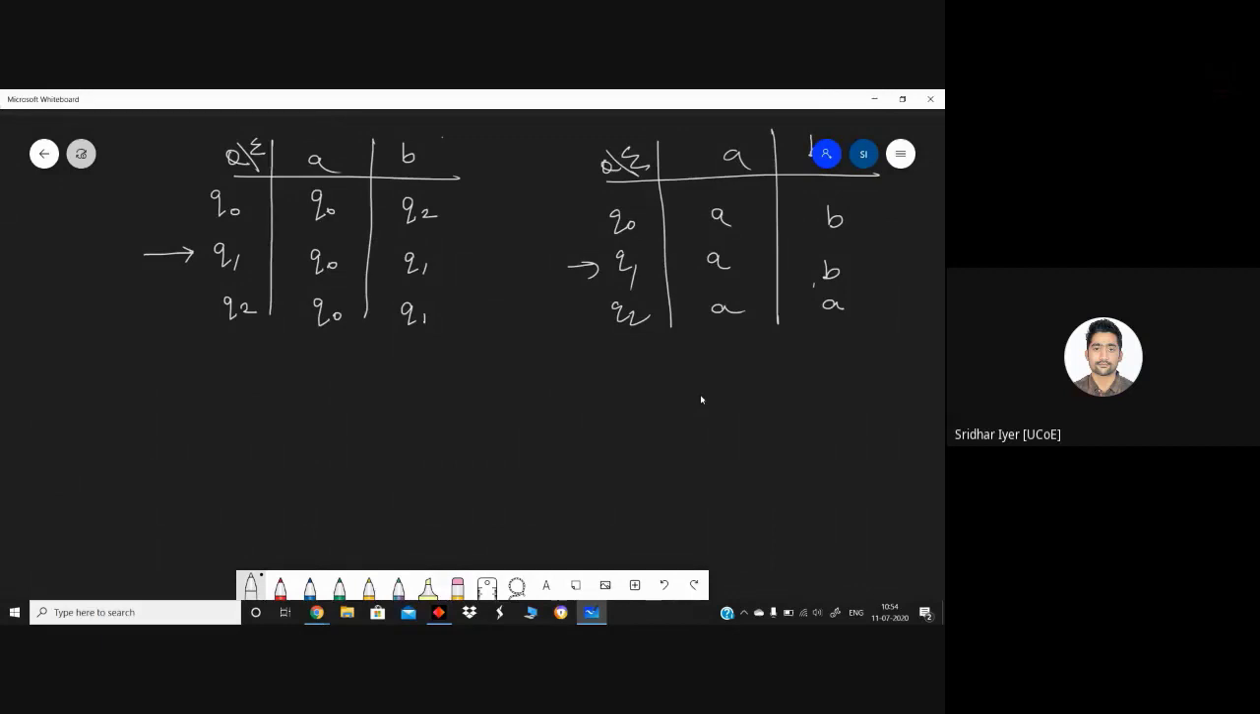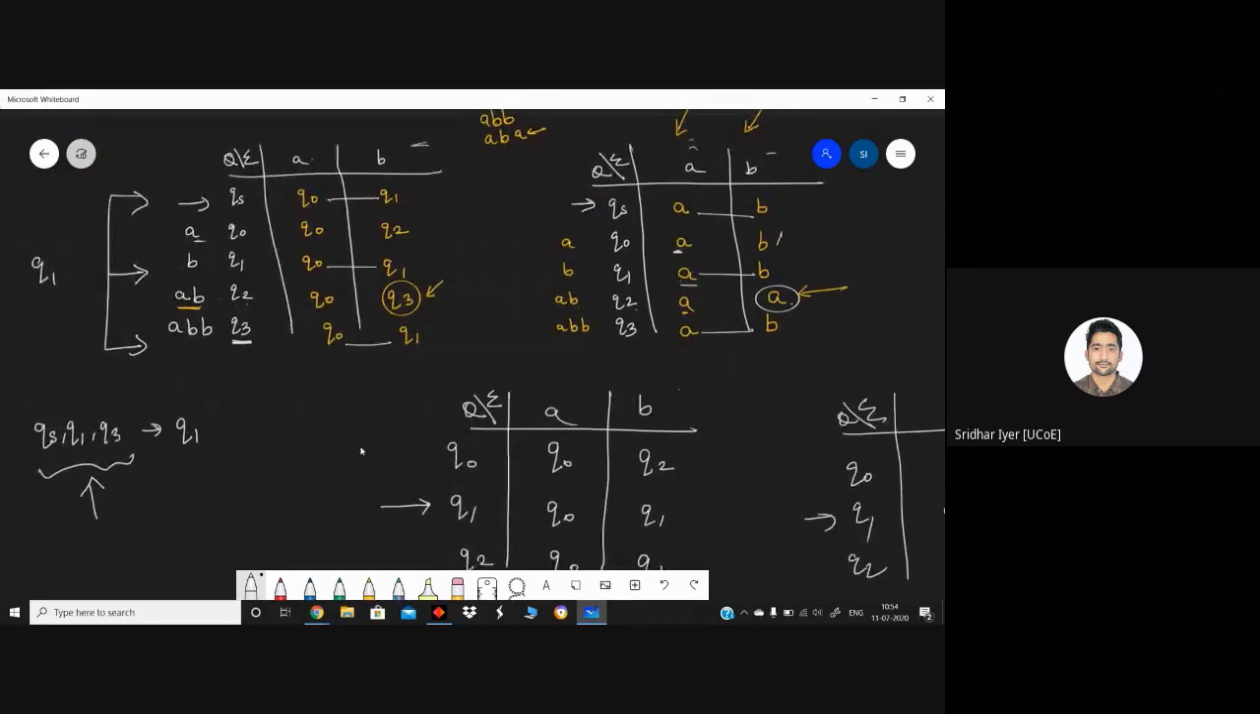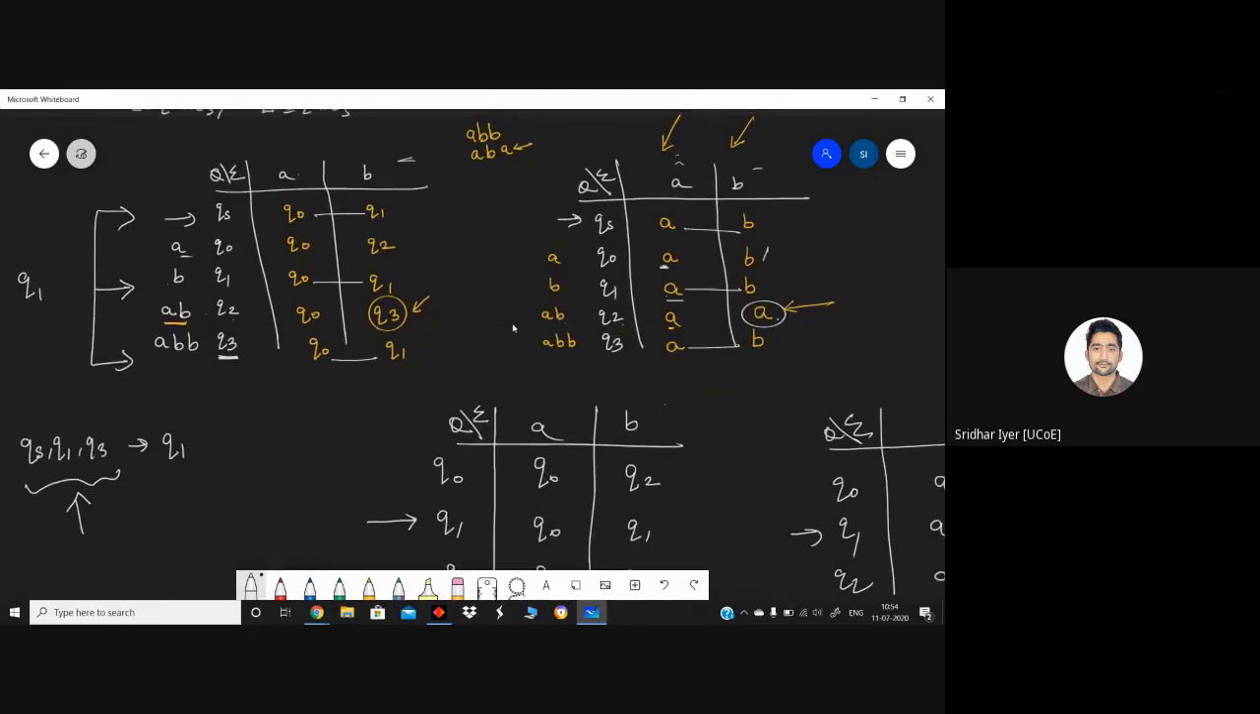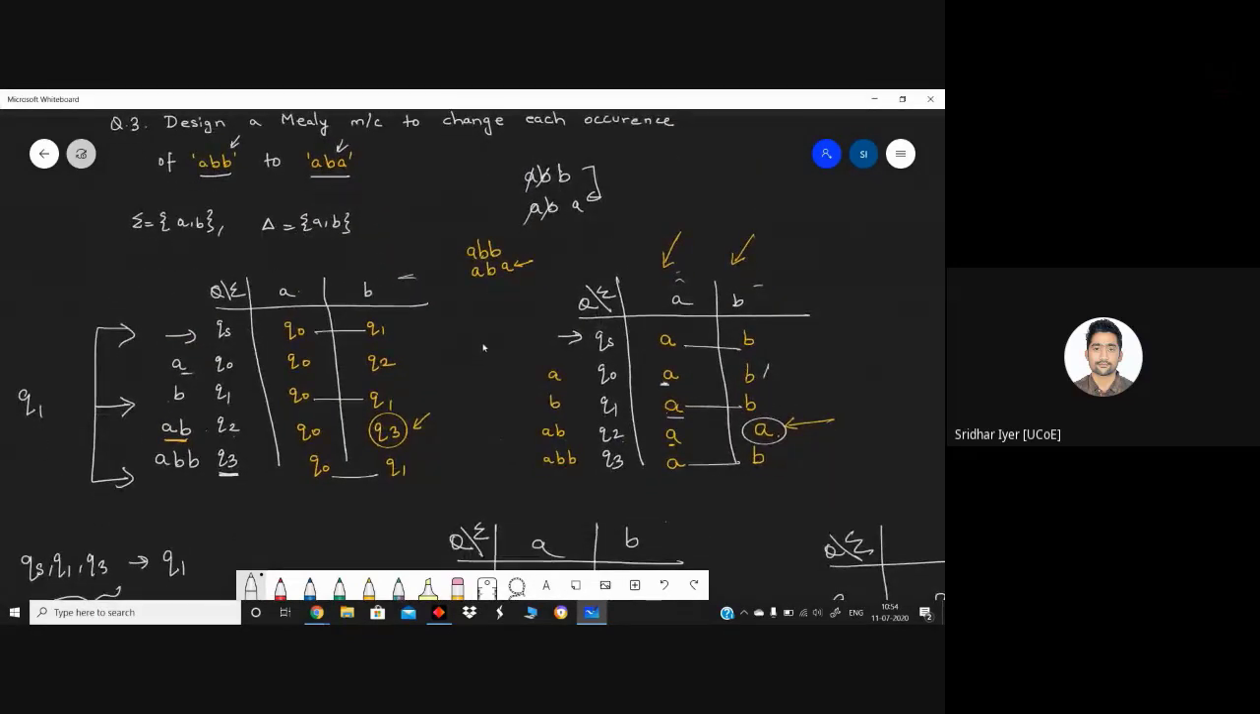Simulation, yeah, that's done. In Q3 on A, let me check. In Q3 on A, we are getting ABBA. So we should get the output as ABAA. What is the question? Read the question first. Okay, yeah. ABB. Each occurrence of ABB has to be converted to ABBA. Correct.